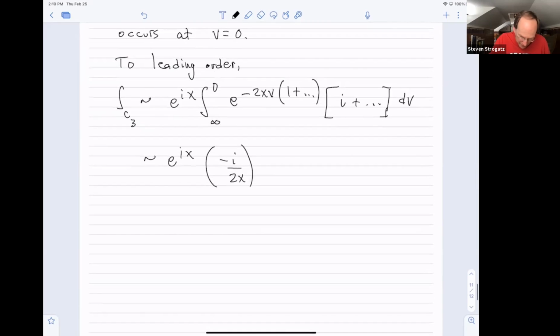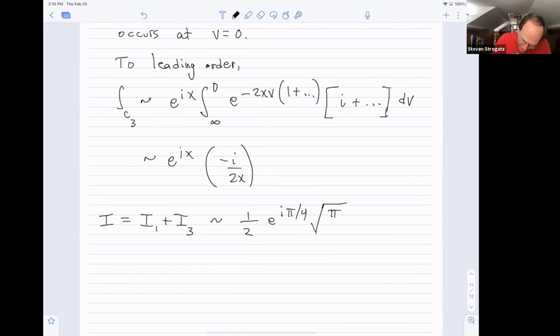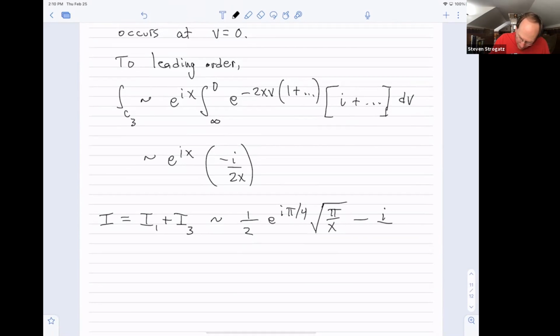Which is pretty nice, because what that's saying is that our integral, which we know is I1 plus I3, is asymptotic, taking everything into account. Here was the stationary phase term, e to the i pi over 4 square root pi over x. And then plus this term that we just calculated, minus i over 2x e to the ix.